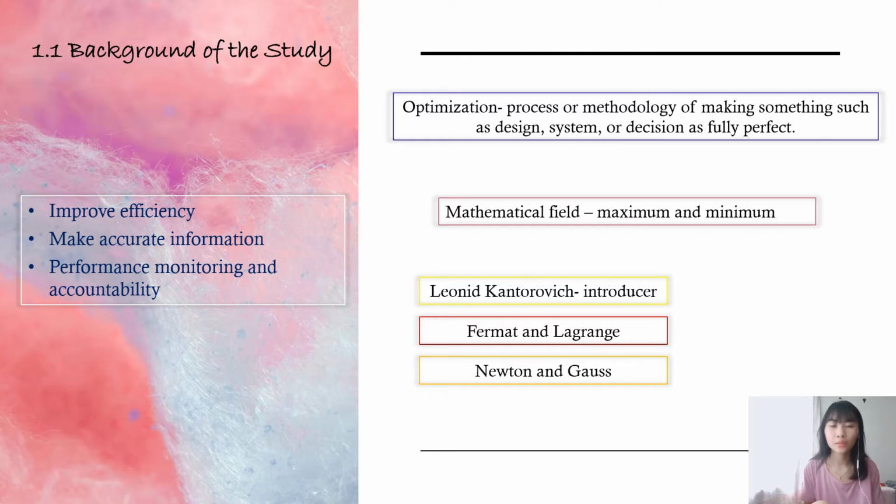With the progress in mathematics, optima were identified in calculus-based methods formulated by Fermat and Lagrange, while Newton and Gauss proposed iterative methods for moving toward an optimum. Optimization problems are widely useful in many fields, such as economics, finance, operations research, and more. By implementing an optimized process, it will improve efficiency, make information more accurate, and support performance monitoring and accountability for a company.